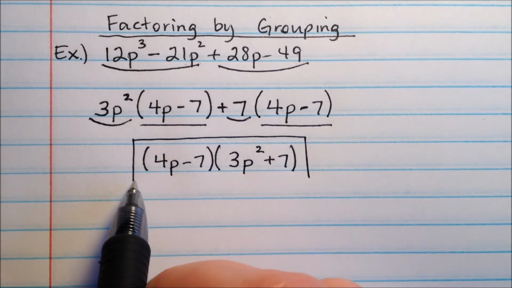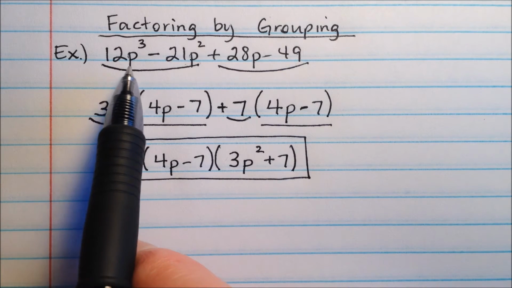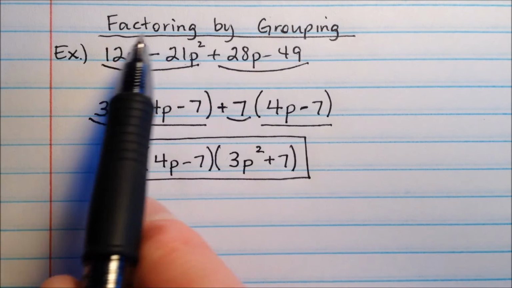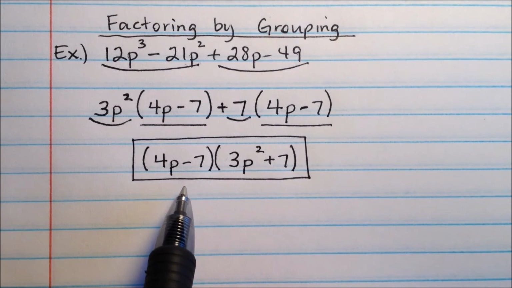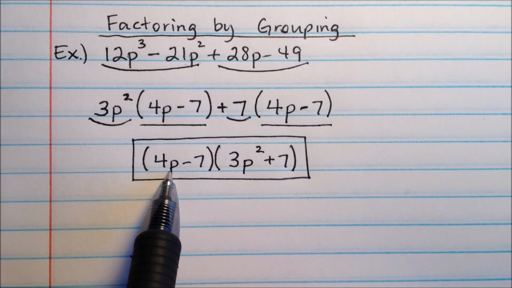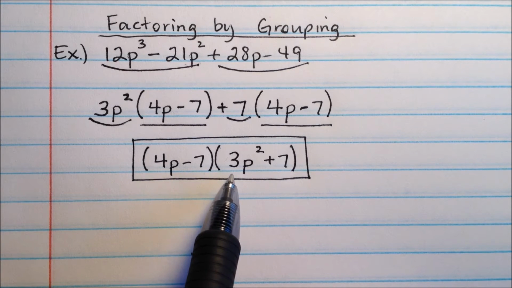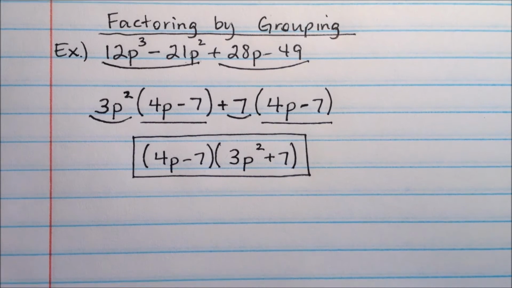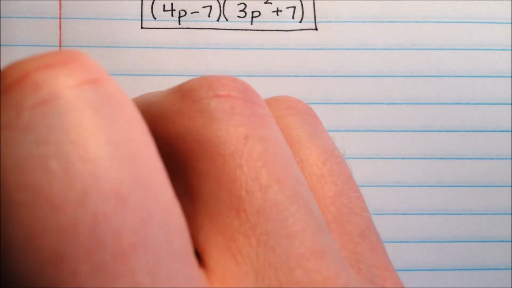So in the first example here, we took this 12p cubed minus 21p squared plus 28p minus 49, this big polynomial, and we factored it down into the product of 2 binomials. We got 4p minus 7, and the other expression was 3p squared plus 7. Okay, so let's look at a second example.